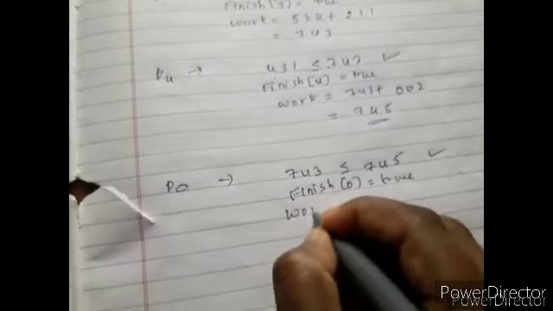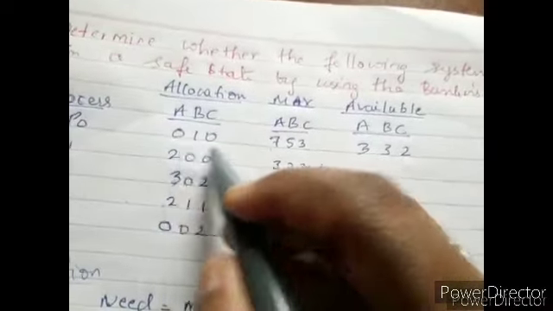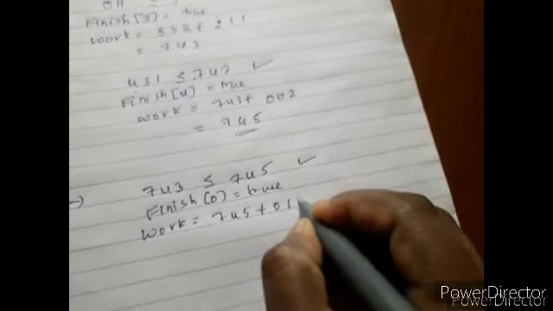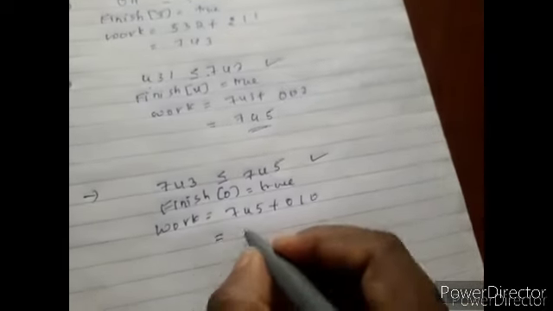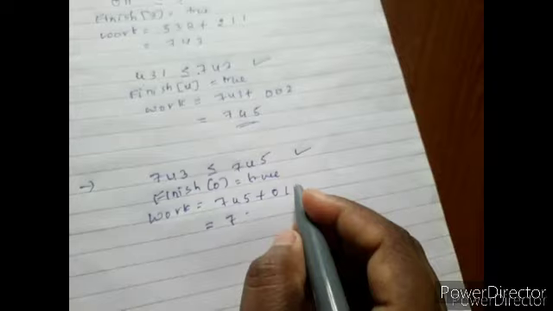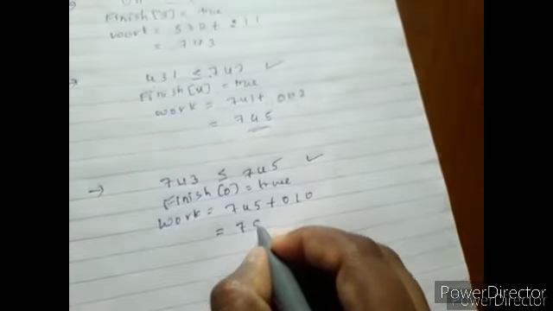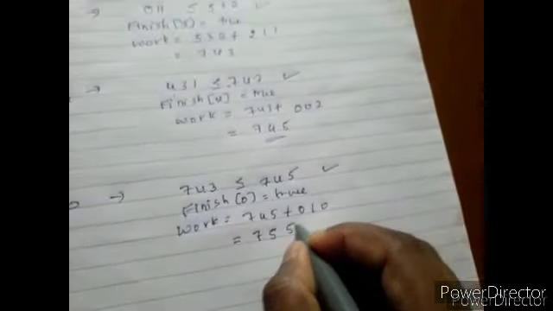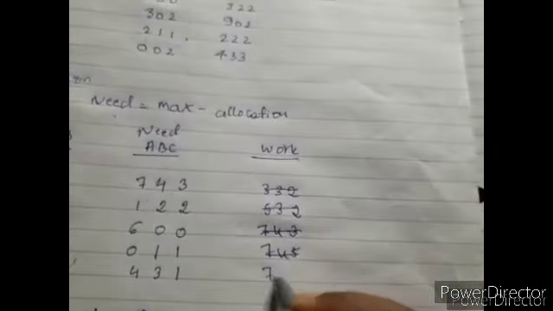Next we'll update the work value. Work is equal to work plus allocation. What is the work now? Current work 745, plus allocation of process P0. What is the allocation of process P0? It is 0, 1, 0. So we'll get 7 plus 0, 7. 4 plus 1, 5. Then 5 plus 0 will get 5. Okay, now this is the current work. Now this is updated, 745 is updated to 755.